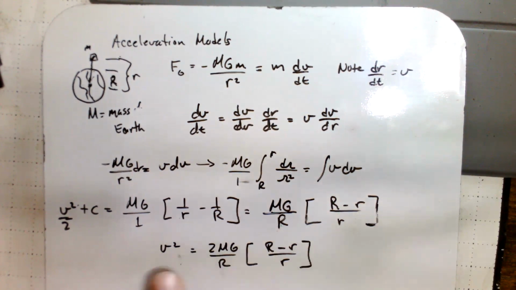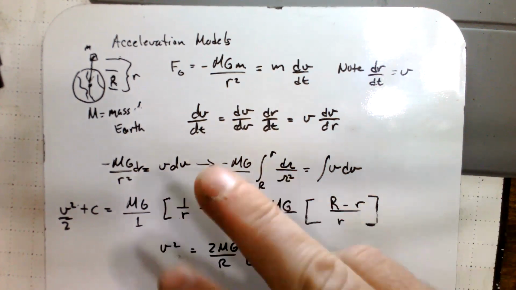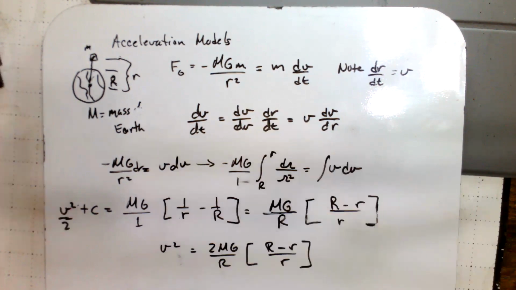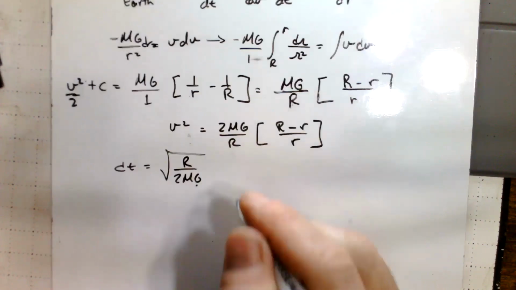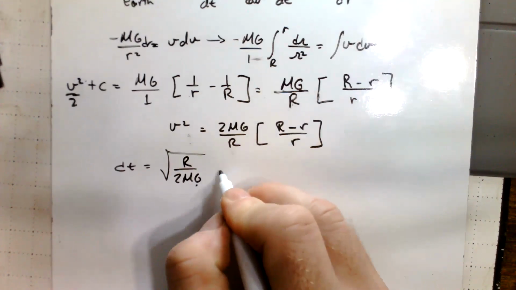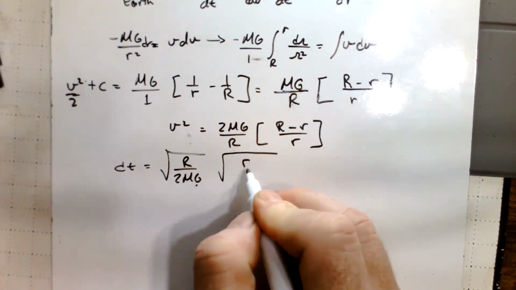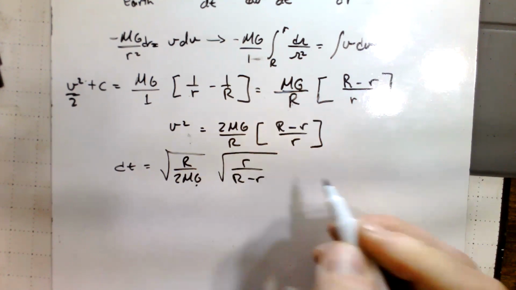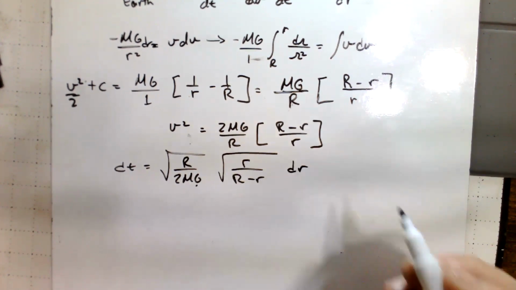I'm going to take the square root of both sides, and then flip it over, take the reciprocal, and that will get me dt. If I do that, dt is going to be the square root of, flipping that over, r over 2mg. And then what do I have here? I have the square root of r over capital R minus lowercase r dr.